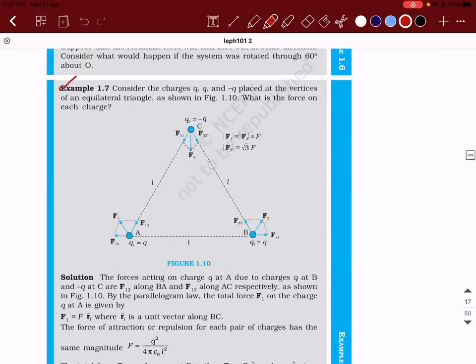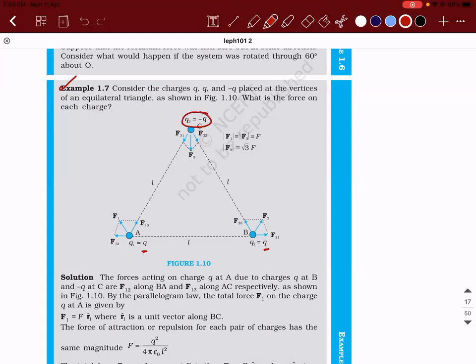Similarly, let's do example 1.7. Consider three charges Q, Q, and minus Q placed at the vertices of an equilateral triangle. What is the force on each charge? So the question is about the force on each charge, meaning, how many charges are there? Three charges. So each charge will experience the force due to the remaining two charges, right? If this is Q, and this is minus Q, that is what they mentioned.